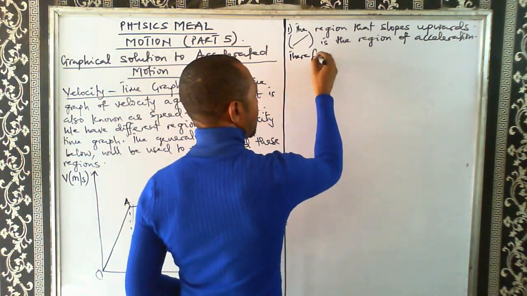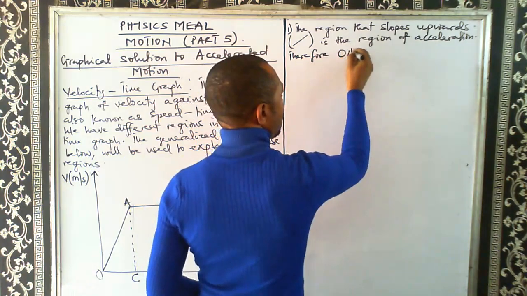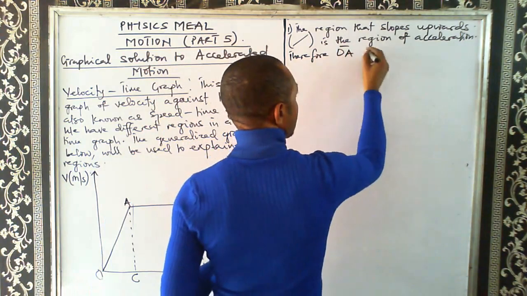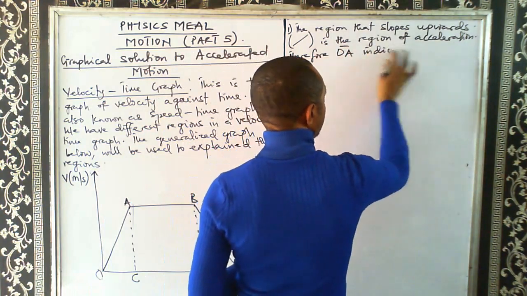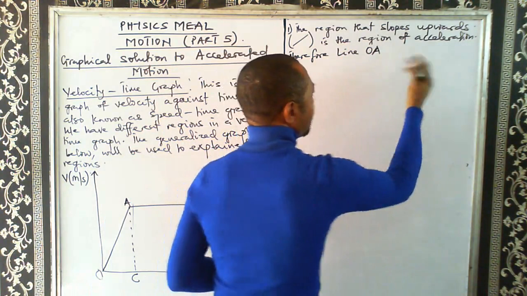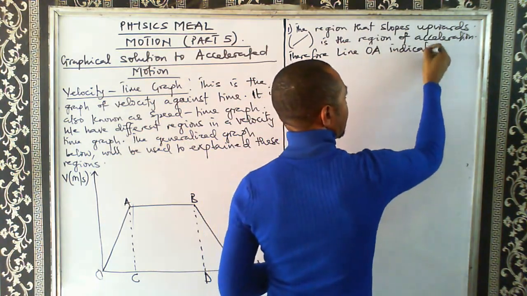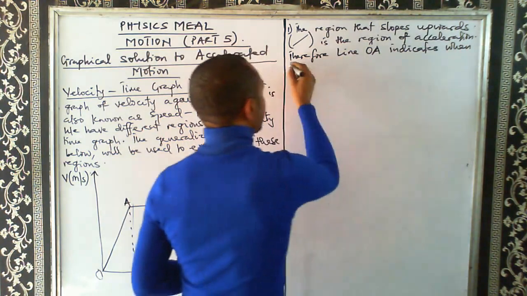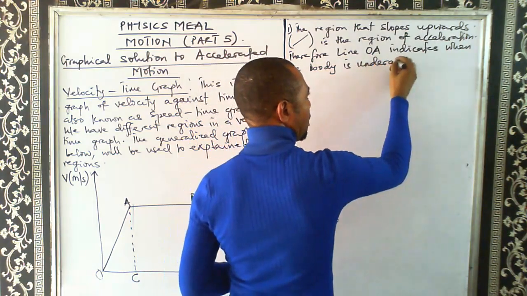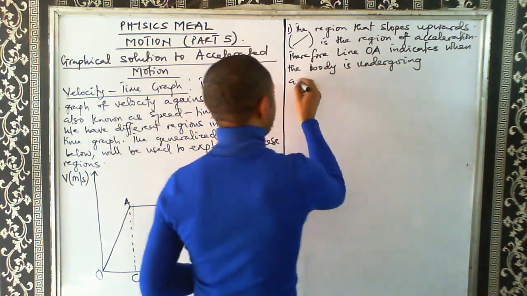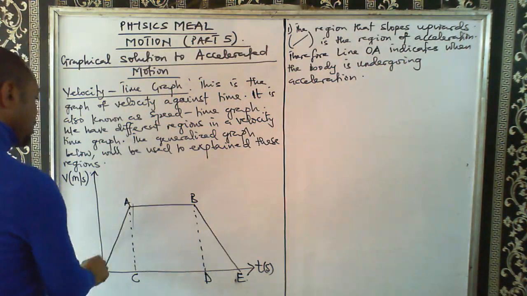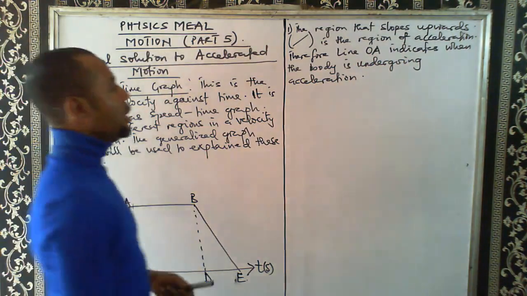Therefore, OA, that's the line OA, this line indicates, let me write, line OA indicates when the body is undergoing acceleration. So this body is undergoing acceleration here. Very important.